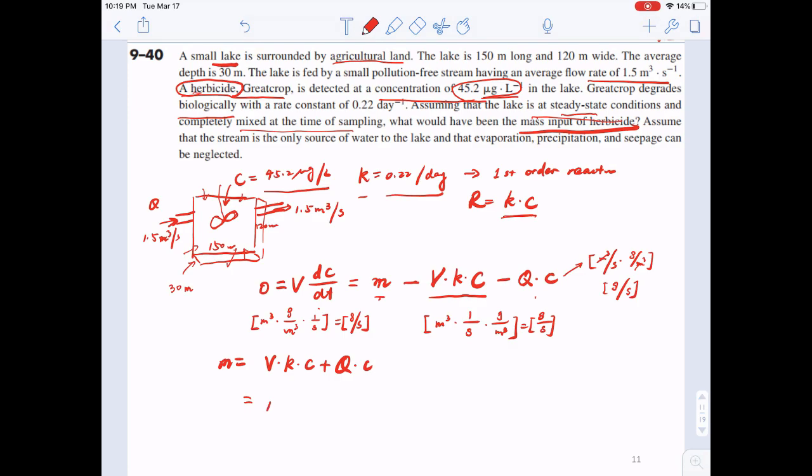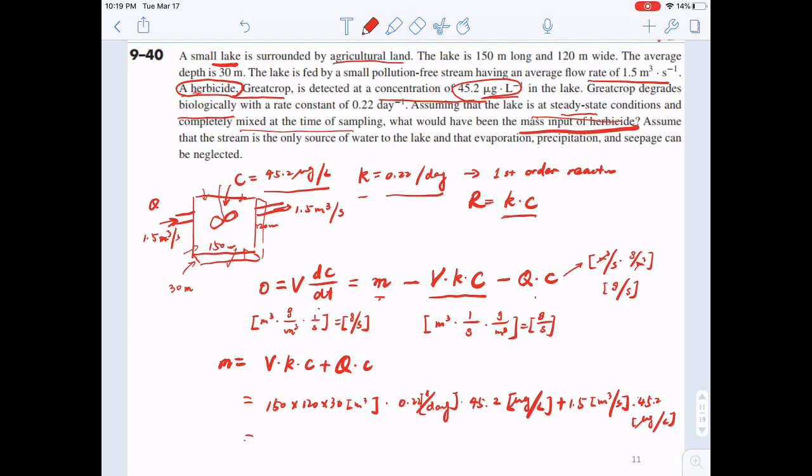So the volume is equal to 150 multiplied by 120 multiplied by 30. You have the unit meter cube, right? Multiplied by 0.22 per day, right? And then we should multiply 42.2, 1 over day, 45.2 microgram per liter. We need to further convert these units into standard units, right? And then plus the flow rate, 1.5 meter cube per second, multiplied by the concentration, 45.2 microgram per liter.